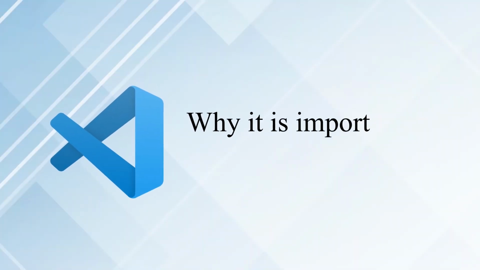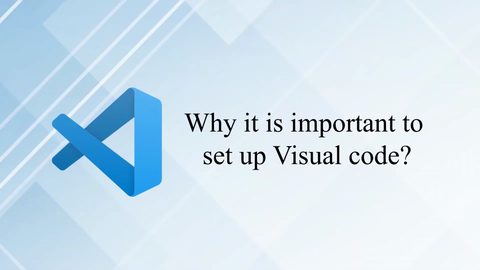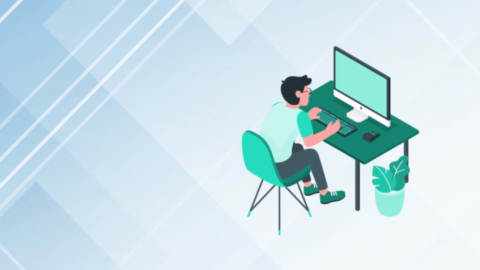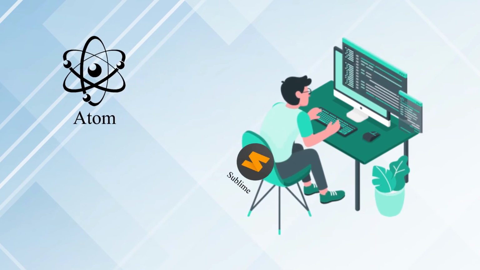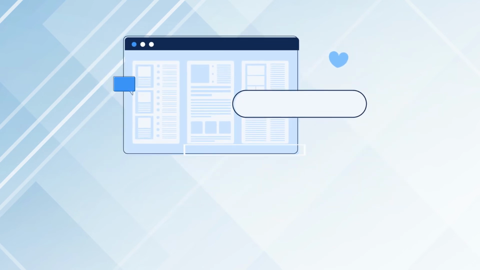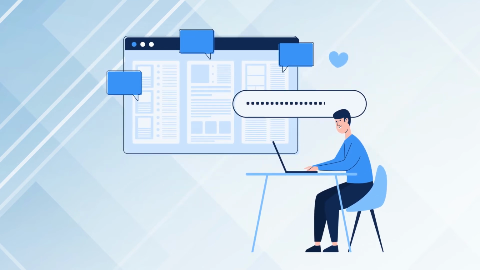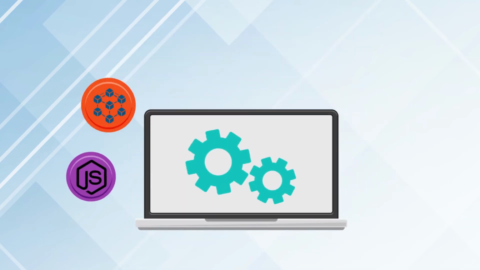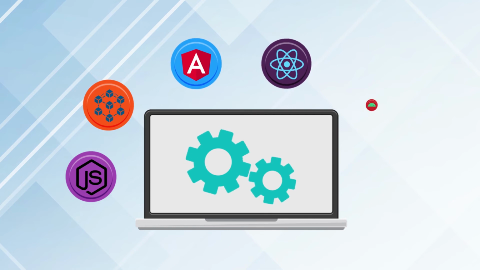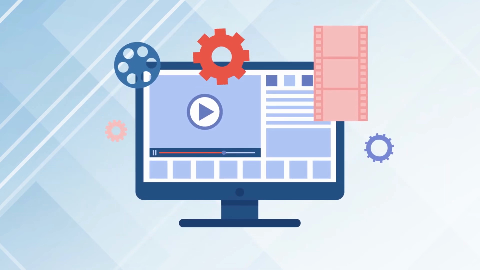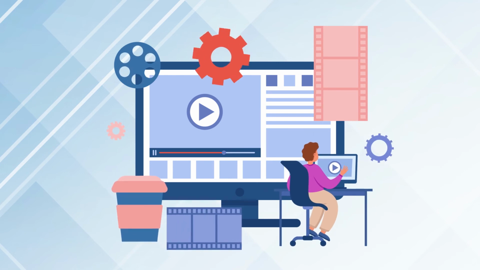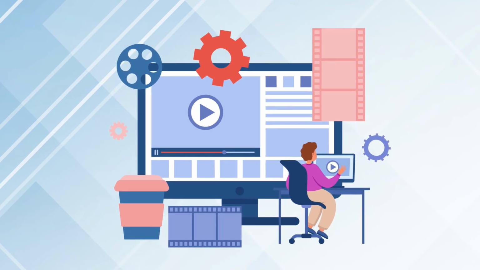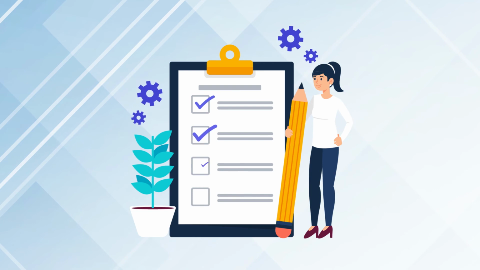Now, we need to see why it is important to set up Visual Code. Visual Studio Code is a source code editor with a lot of features. It looks a lot like Atom or Sublime. It is more flexible, though, because many plugins are accessible via the graphical user interface. It supports a variety of programming languages and a set of features that may or may not be accessible for each language. Many of the functionalities in Visual Studio Code are not accessible via menus or the user interface. Instead, users can use the command palette or JSON file to get to them.